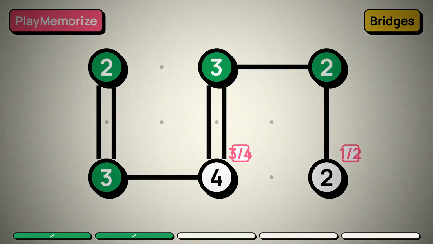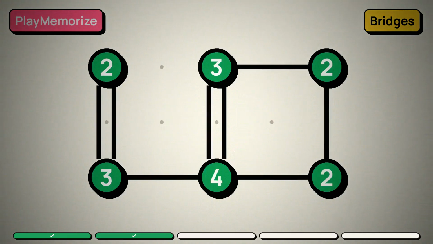That top right 2 sends its second bridge straight down to the bottom right 2. One last bridge links the middle 4 to the bottom right 2, and every island now has its exact count, all in one connected group.